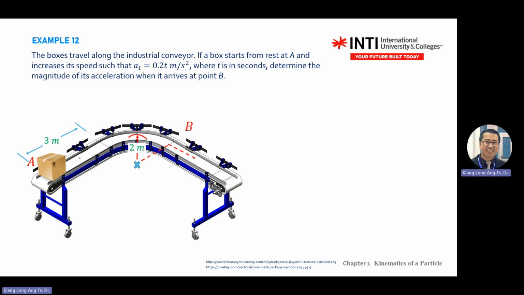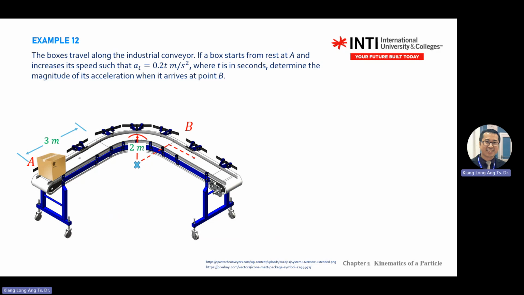The application of this question is when you design a conveyor system, you need to know the speed when it arrives here, so that you can control the speed of the conveyor. If not, then it will be either too slow or too fast. If it rotates too slow, then they will jam, either a queue jam, or your operator at the other side cannot cope with the speed.